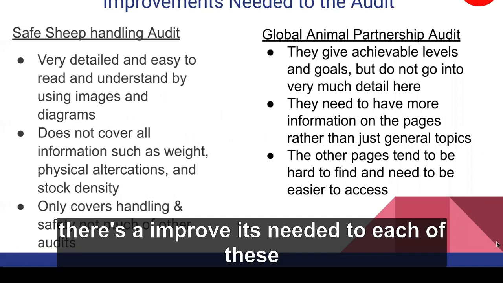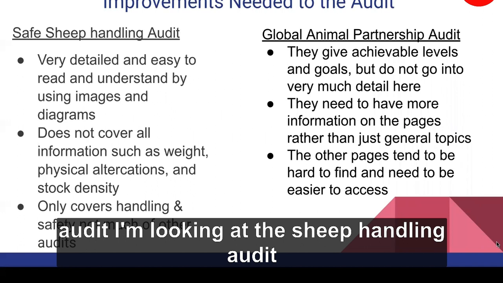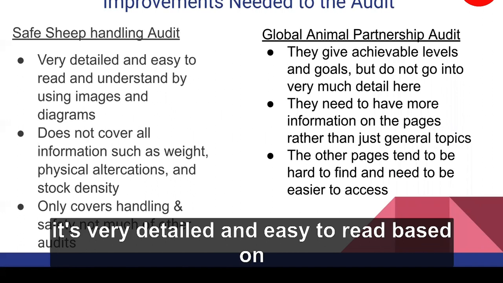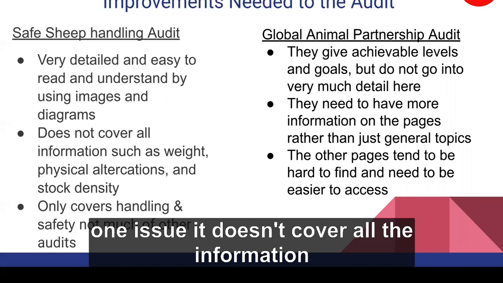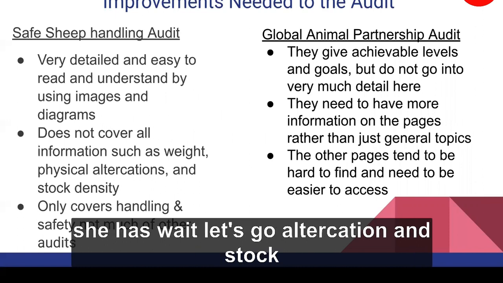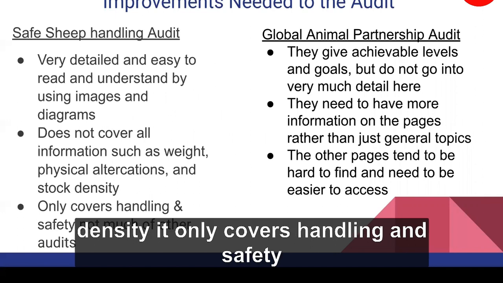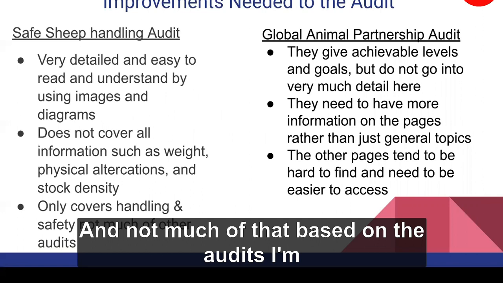There are some improvements needed to each of these audits. When looking at the sheep handling audit, it's very detailed and easy to read based on understanding of images and diagrams. But there's one issue. It doesn't cover all the information such as weight, physical alterations, and stock density. It only covers handling and safety and not much other than that based on the audits.